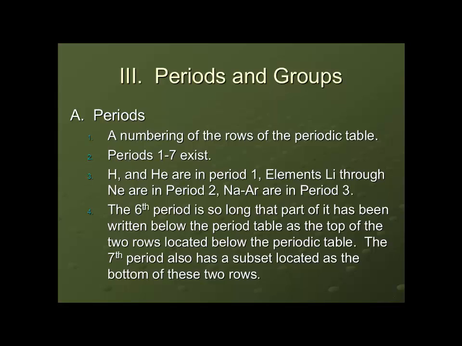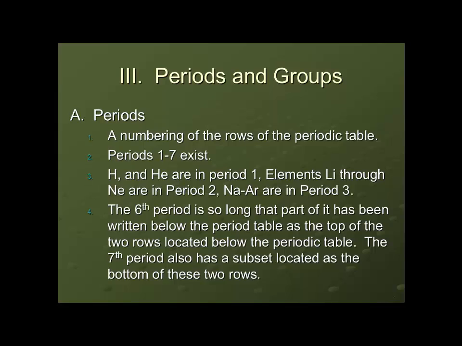The periodic table is organized by periods and groups. A period is a horizontal row. So the numbering of the rows on the periodic table goes down sequentially. It starts with 1 and proceeds to 7. There are only two elements in period 1, your hydrogen and your helium. And then as you go down to the next row, you have lithium through neon, that's period 2. Sodium through argon are in period 3.